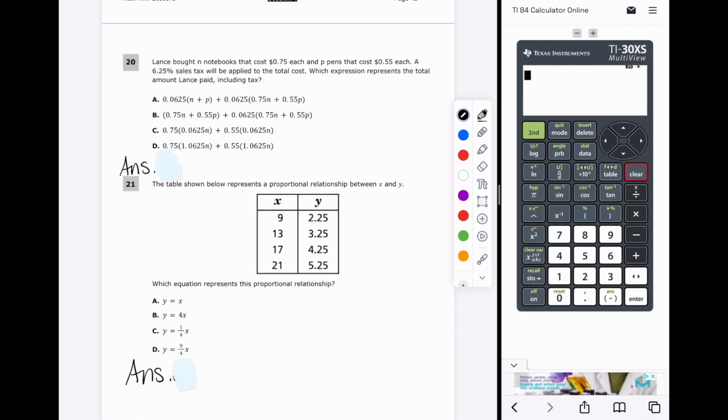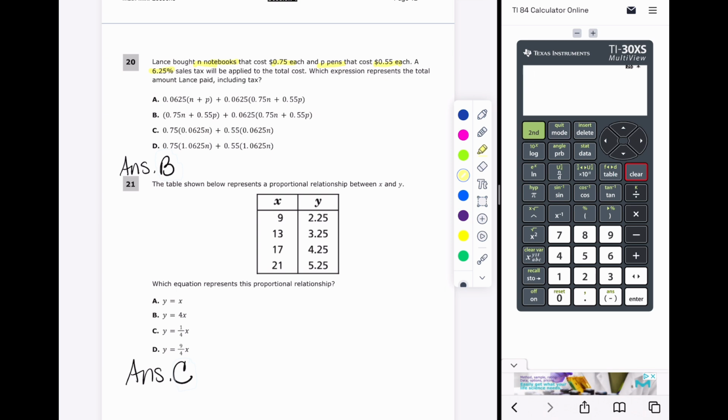All right, let's do the reveal for 20 and 21. Here we go. B and C. Check off with your work. Go to the next chapter if you have these two. If not, stay right here. We'll break it down. For number 20, Lance bought N notebooks. So we don't know how many. That cost 75 cents each. And some pens, P pens, that cost 55 cents each. And he paid 6.25% sales tax applied to total cost. Which expression could represent the total number he paid?